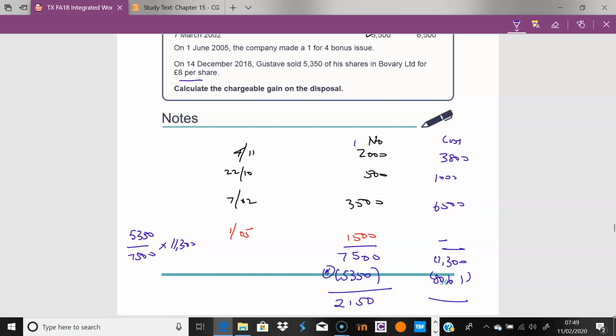I sold them for £8 a share. So you sold £8 times 5,350. 8 times 5,350 is 42,800, less the cost of 8,061. So you can see quite a big profit there. 42,800 less 8,061 gives you 34,739. And that's how we deal with this.